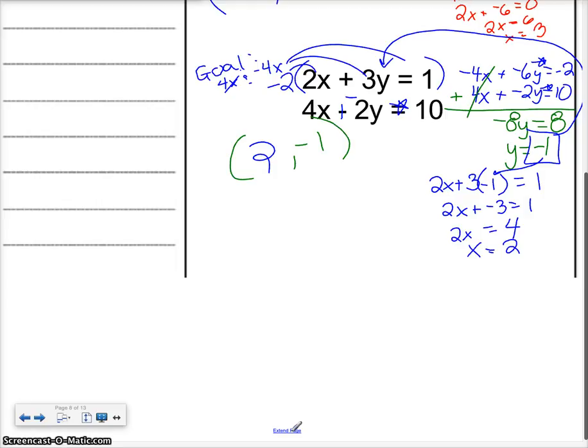Okay, that's your learning target today. Again, eliminate. Sometimes you're going to have to change both equations. Your goal is to turn them into opposites. Sometimes you'll need to times through and figure out what their common denominator is to be able to turn them into their opposites.